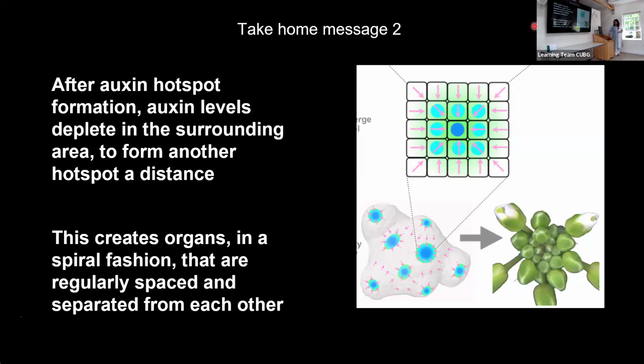So the take-home message is that after an auxin hotspot has formed, auxin levels need to deplete in the surrounding cells, which you see here, from this organ into this one, contributing to forming the auxin hotspot at this new organ, and then also deeper inside. This allows the plant to form a new auxin hotspot at a distance from the already formed flower. And this creates organs in a spiral fashion, which are regularly spaced from each other.